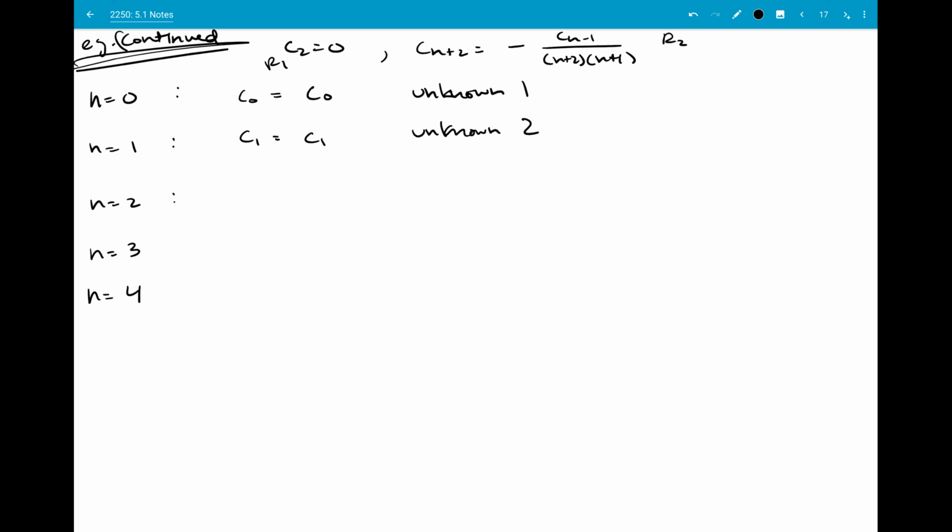Now I'm at n equals 2, so I say C2, and I check my relationships. C2 is 0 according to R1. And now I'm wondering what C3 is. So R1 doesn't tell me anything about C3. In fact, R1 is never going to be useful to me again at this point. And I already have my two unknowns, C0 and C1, so I can't call C3 unknown. I must use this relationship to tell me what it is.